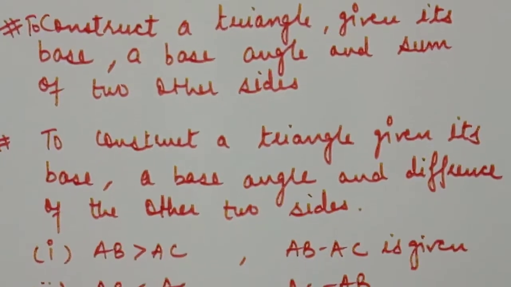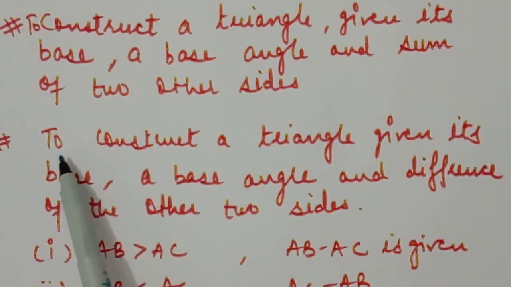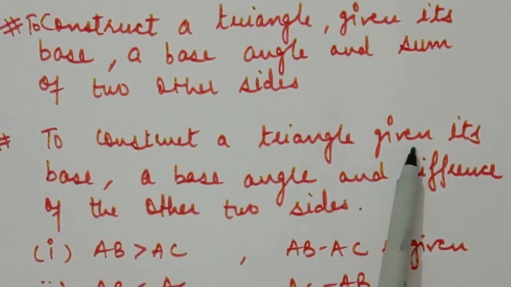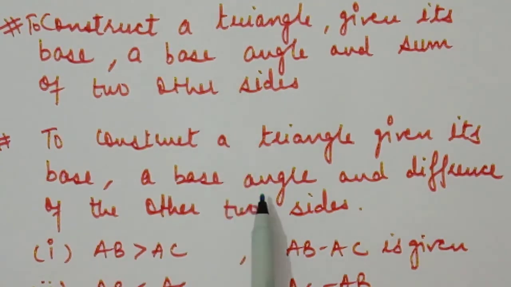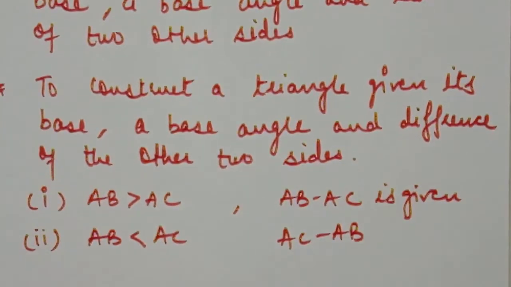The second topic which we will discuss today is how to construct a triangle given its base, a base angle, and the difference of the other two sides. It means in the first part we have the sum of the two other sides. In this type we have the difference of the other two sides, in which we have two cases: when AB is greater than AC and AB minus AC is given, and when AB is less than AC and AC minus AB is given.